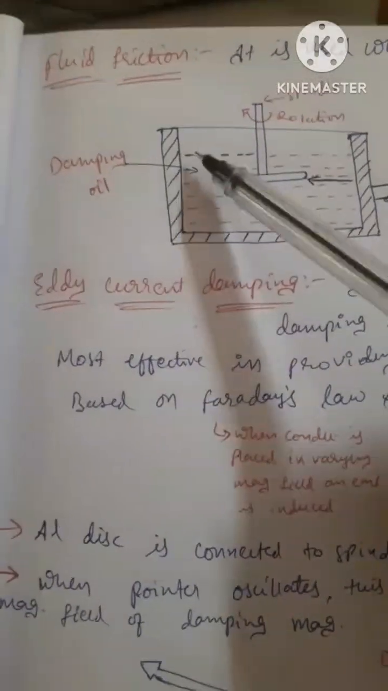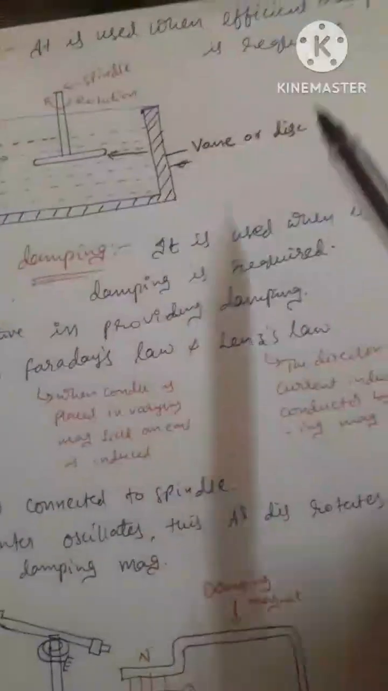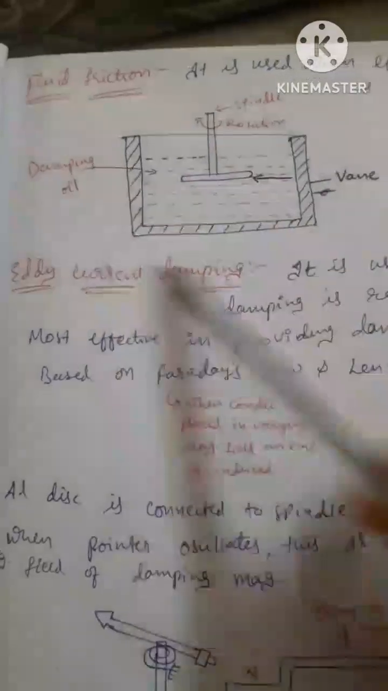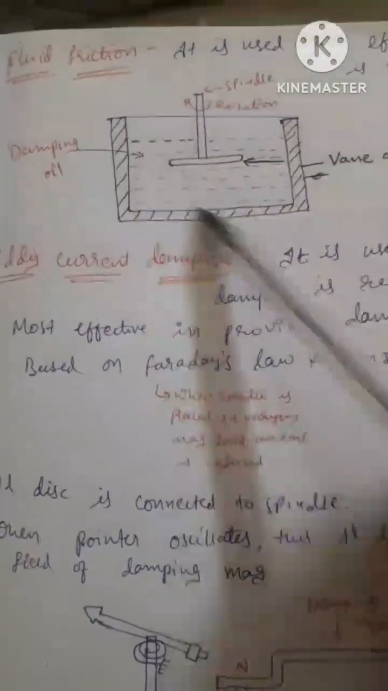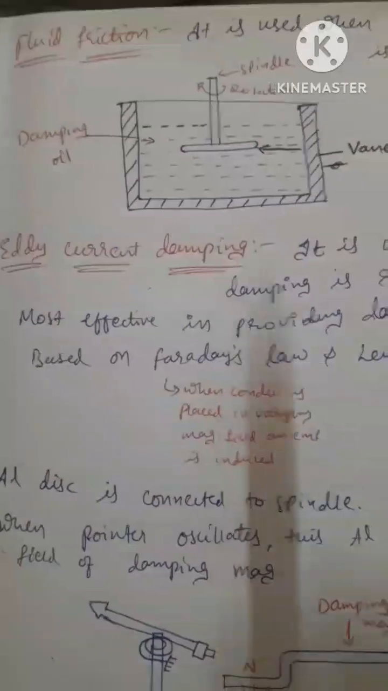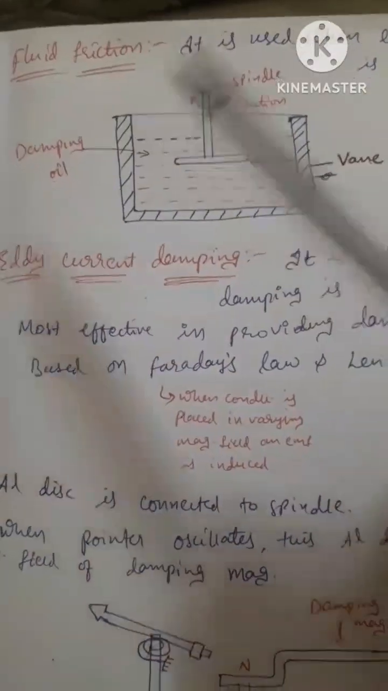So the next damping method is the fluid friction damping. This fluid friction damping is used when efficient damping is required. The principle that works in fluid friction damping is similar to that of the air friction damping. So in air friction damping, we use air.